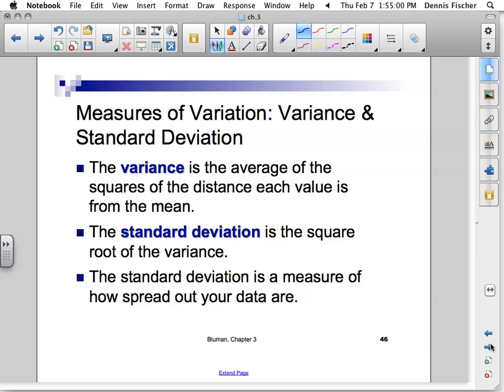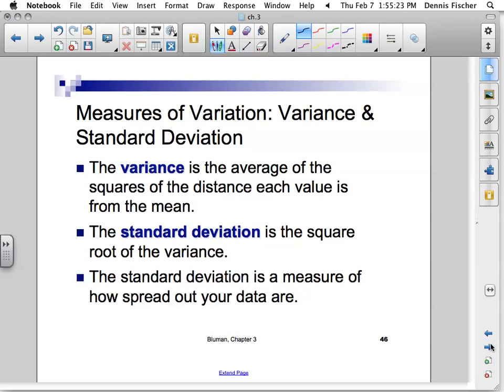So in other words, take each value. We just talked about that sum of x, SSX on that calculator. It means take the average of your values, take each value minus that average, square it, add it up, and divide by how many values there are.